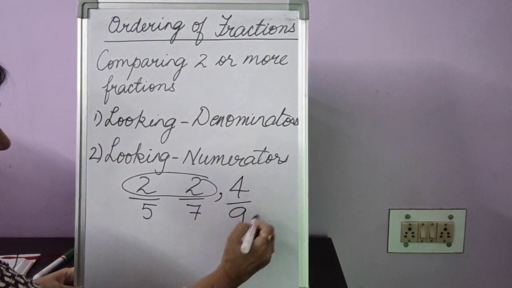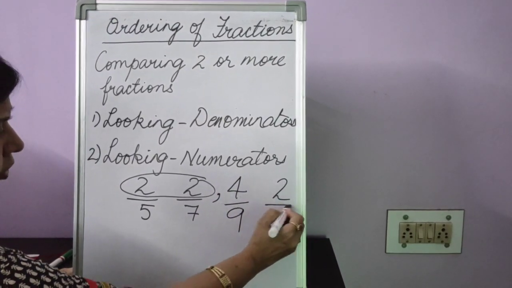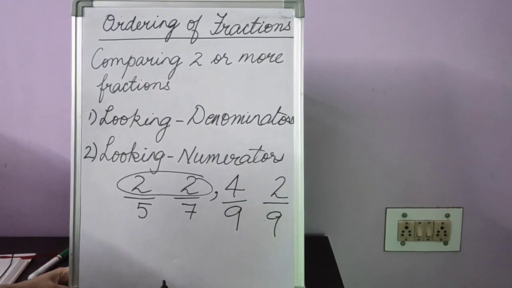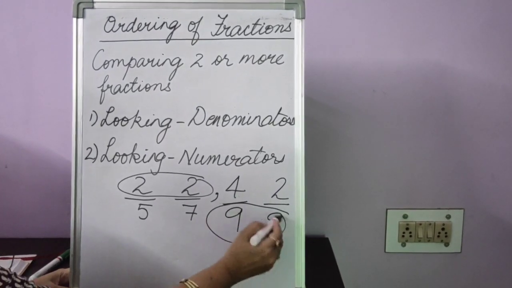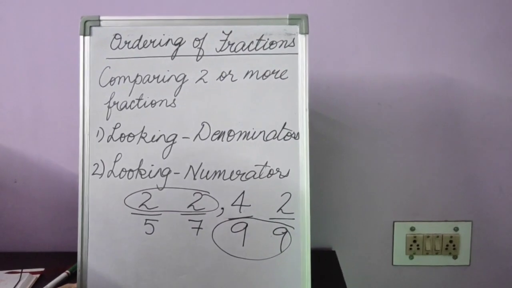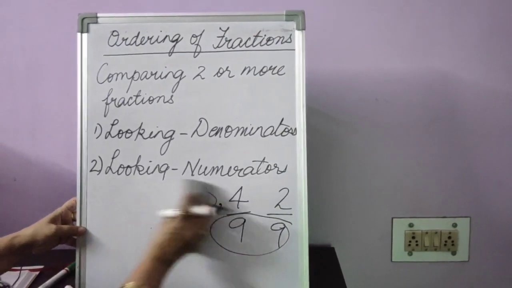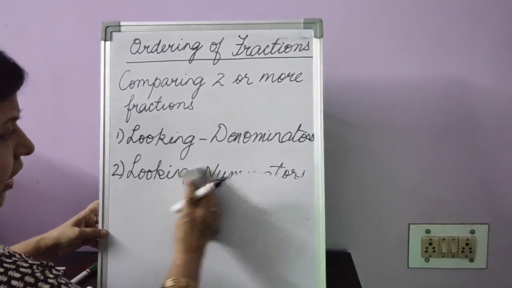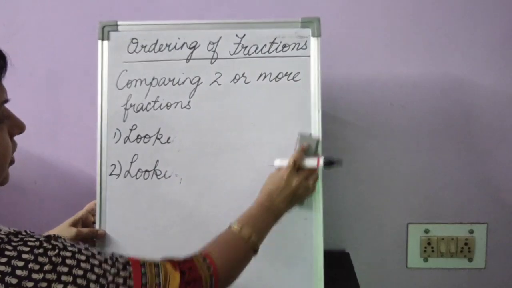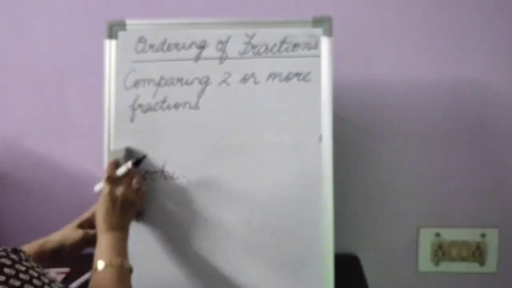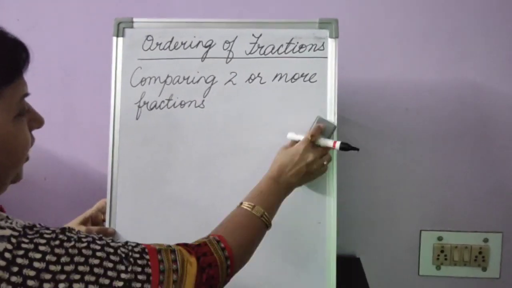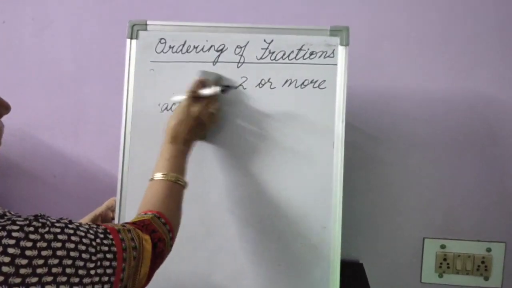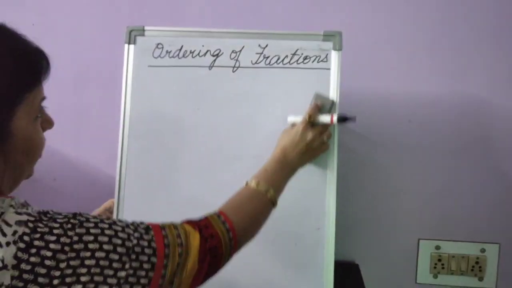4 upon 9 or 2 upon 9. Here what is same? Denominator. So here we are going to look at the denominator. So these are the two ways by which, without any working, just by looking at the denominators and just by looking at the numerators, we can easily find out which is the bigger number or which is the smaller number.